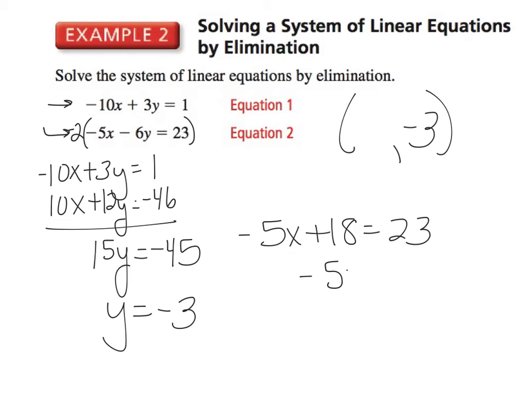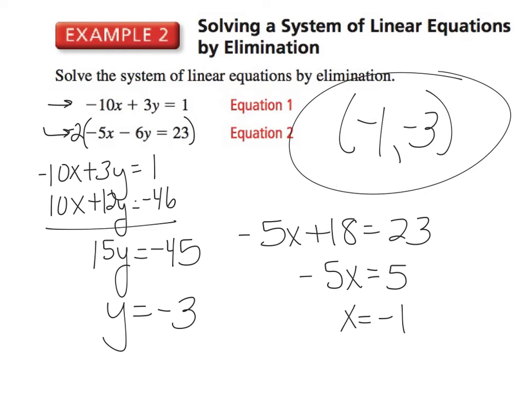So negative 5x equals 5. X equals negative 1. So I get negative 1, negative 3 as my solution. Now, you could have also multiplied the top equation by 2, and that would have also worked. In this case, though, you would have gotten rid of the y's.